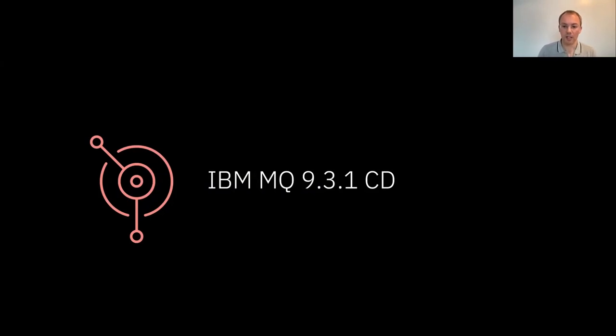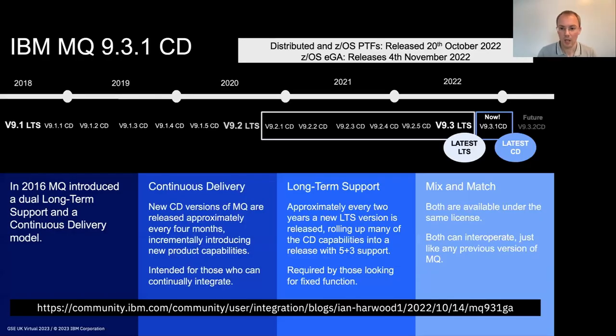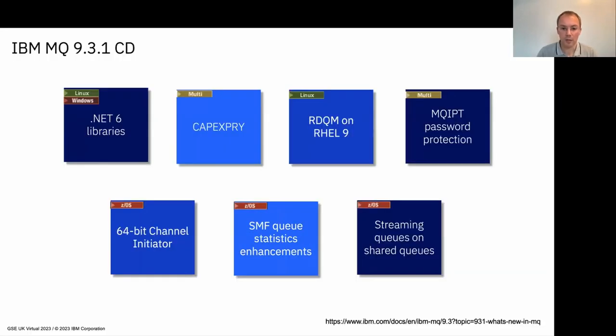Each CD release is still supported for 12 months, so it's not like you've got to move up as soon as we release a new one, but the intent is that these releases aren't themselves supported in terms of providing fixes for the whole length of time that the longer support releases are. So 9.3.1 came out at the end of last year, and there are a few new features in this that we want to talk about, including some specific enhancements for the z/OS platform.